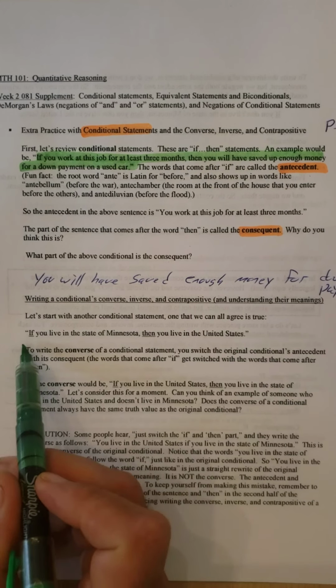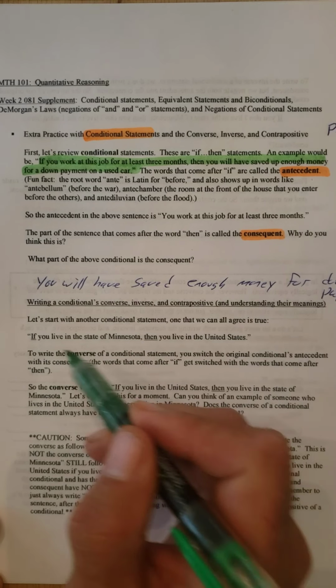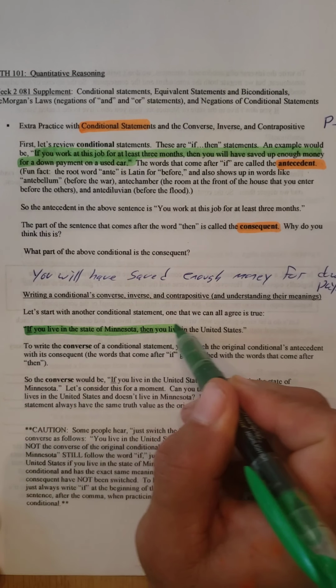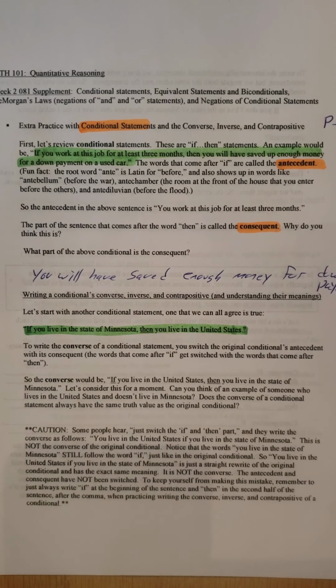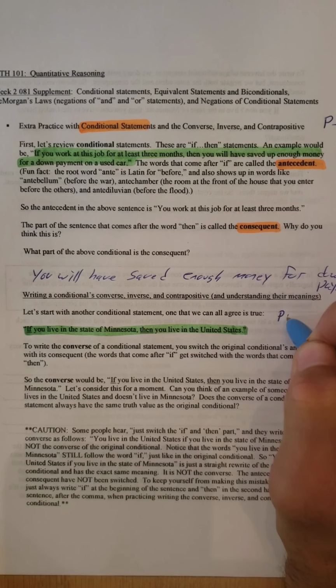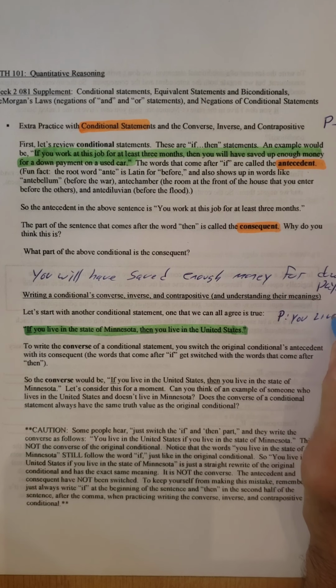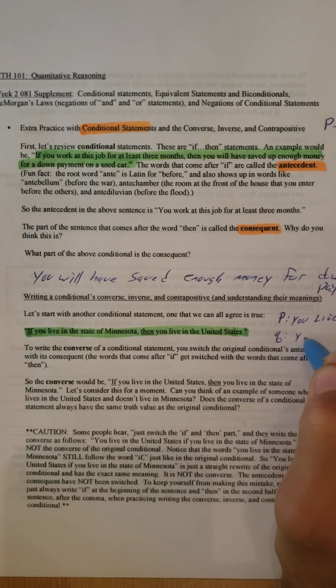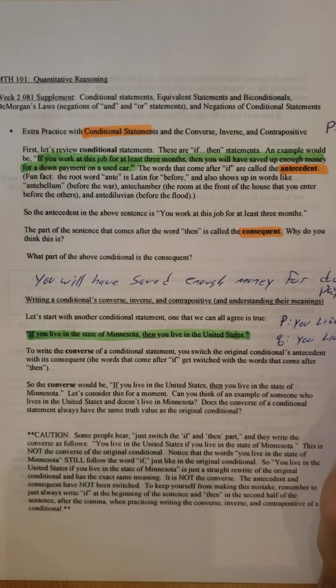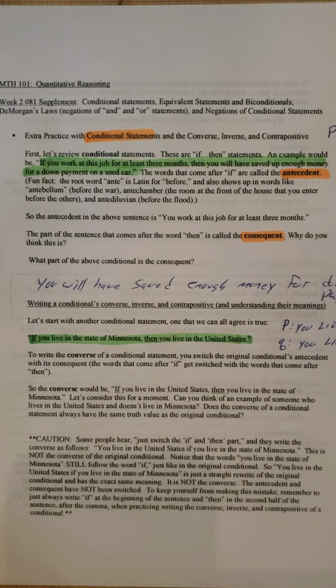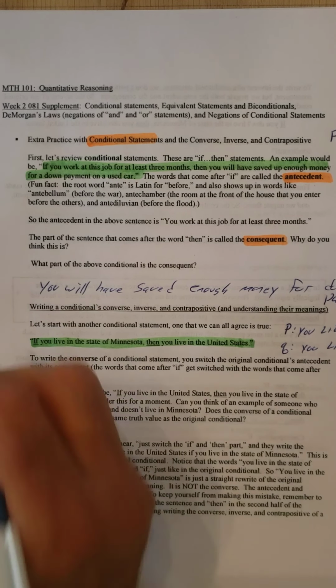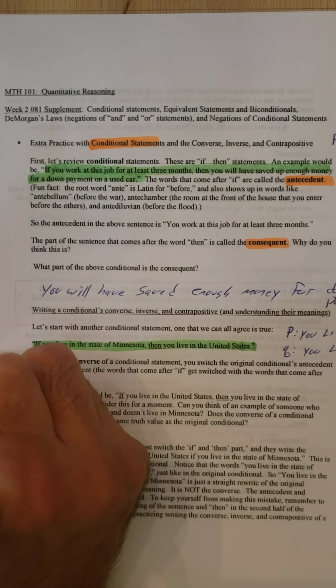So here's a conditional statement. If you live in the state of Minnesota, then you live in the United States. Okay. And hopefully we can all agree that that is true. So that is a statement where P is you live in Minnesota, and Q is you live in the United States. Okay? So this is of the form if P, then Q.